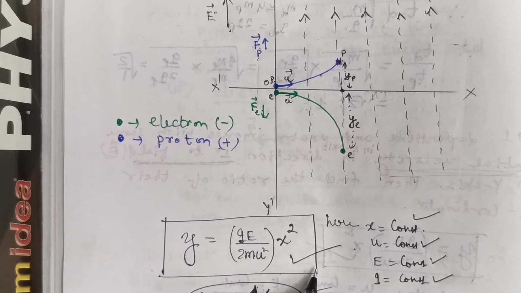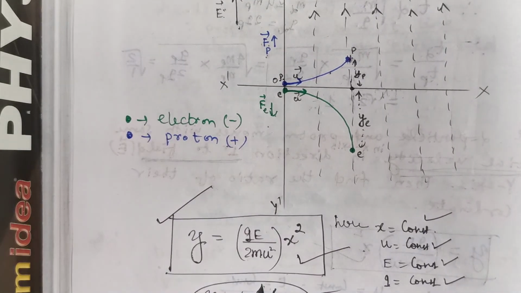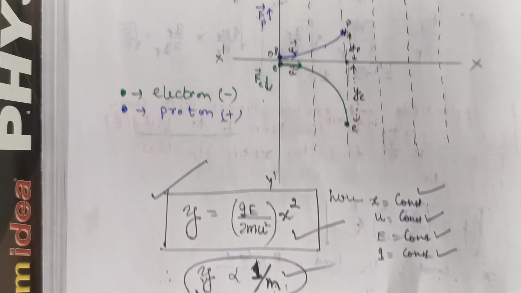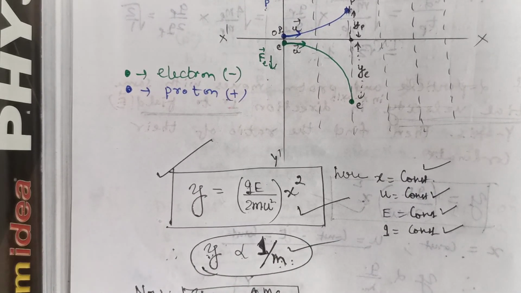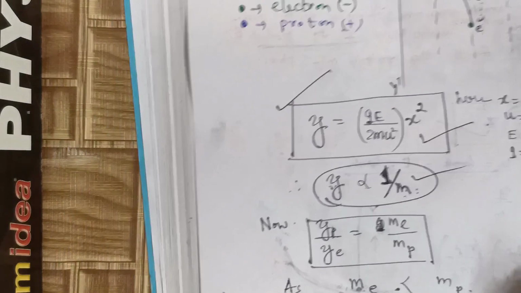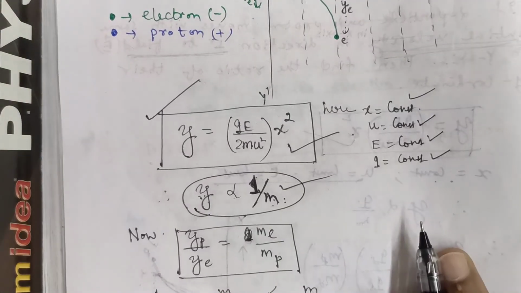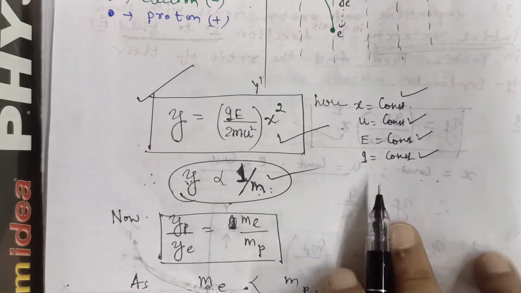This is the equation of trajectory, and this formula is very useful for calculating y deflection if the data are given, or you can compare two charged particles with their y deflections. In the exam, this type of question comes, so you should do other problems in your books.